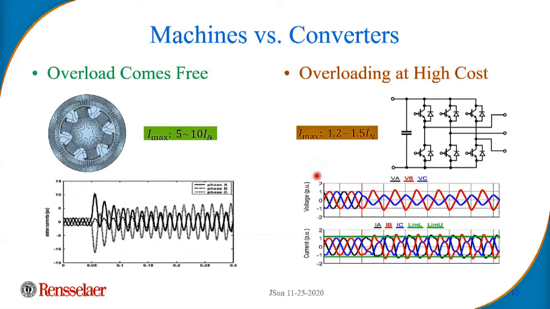The second difference is more on the physical limitation of the component, the materials we work with. Electrical machines are conductors and insulators, right? So you have a fault at the terminal of the machine. You have a large overcurrent, transient current. That current can reach 5, 8, or 10 times the nominal current.